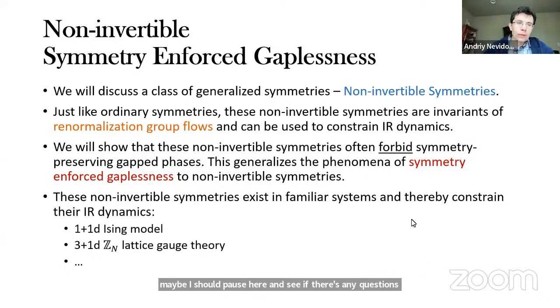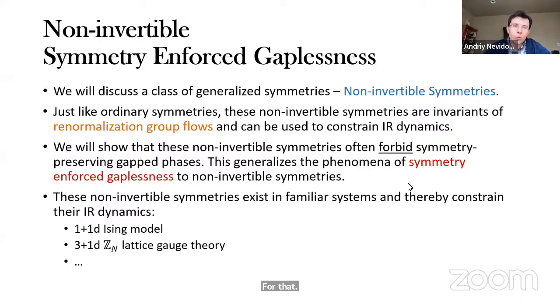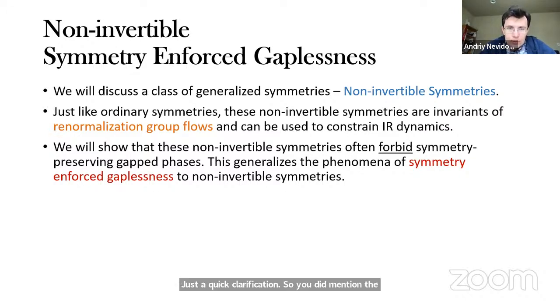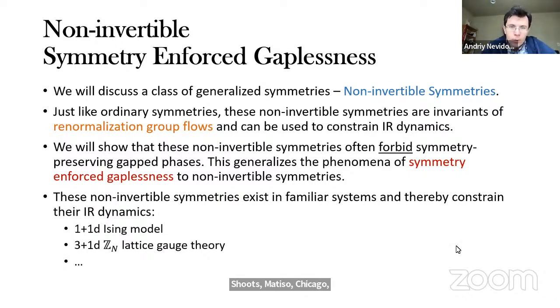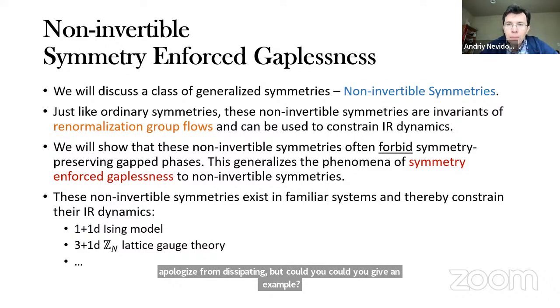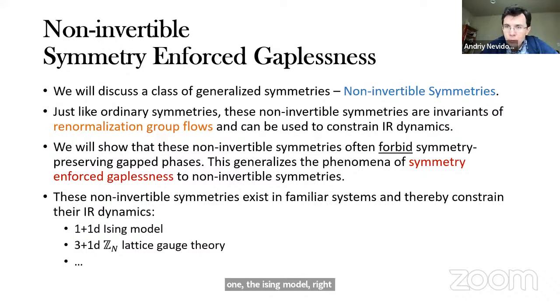Hi, this is Andrei Nevedomsky. Just a quick clarification. You did mention the connections to the Lieb-Schultz-Mattis-Oshikawa-Hastings type theorem, right? If you're going to talk about this, I apologize for anticipating, but could you give an example? Let's say the 1+1D Ising model. If I consider a spin chain, does the Lieb-Schultz-Mattis result for half-odd integer chains, can it be phrased in terms of these non-invertible symmetries?